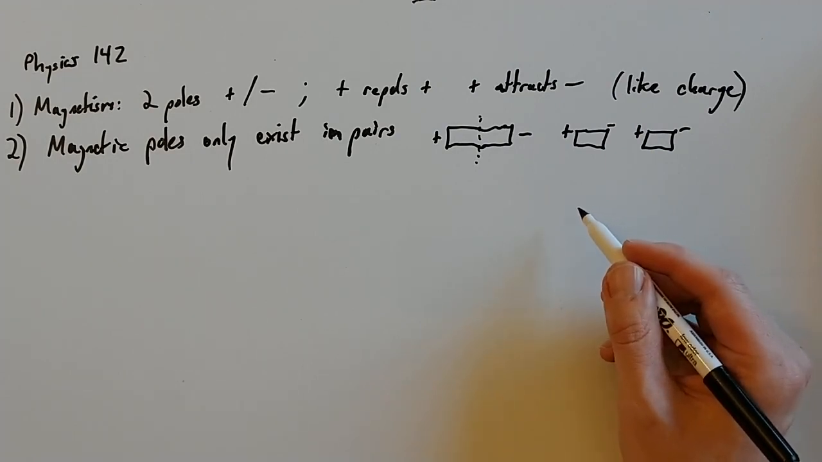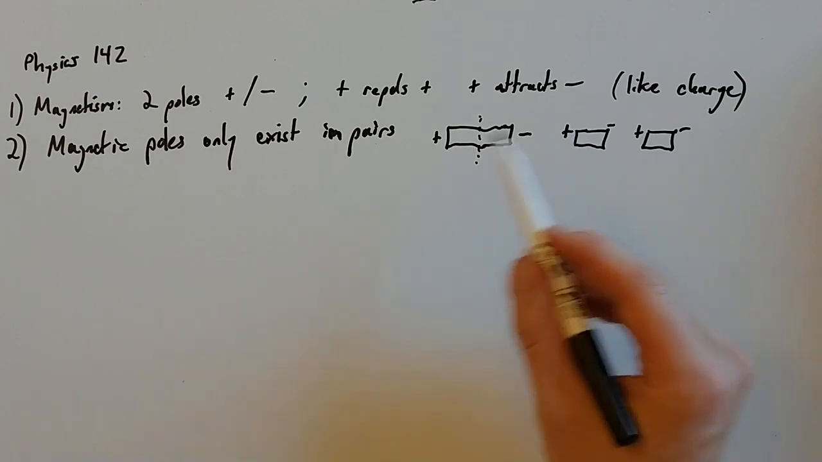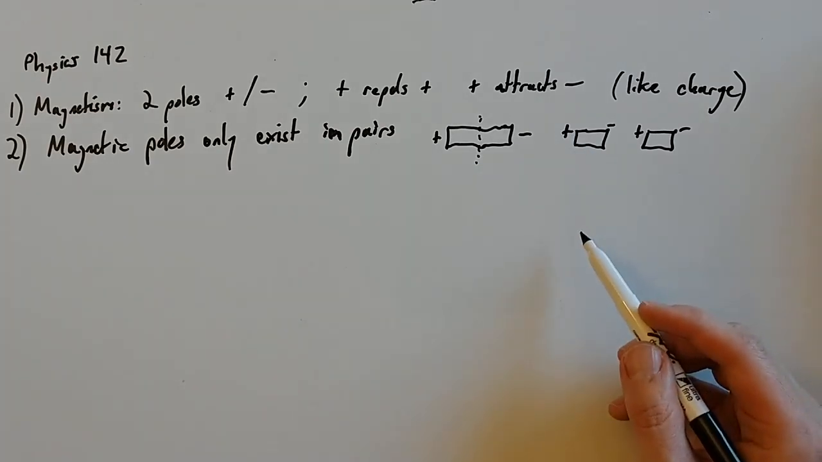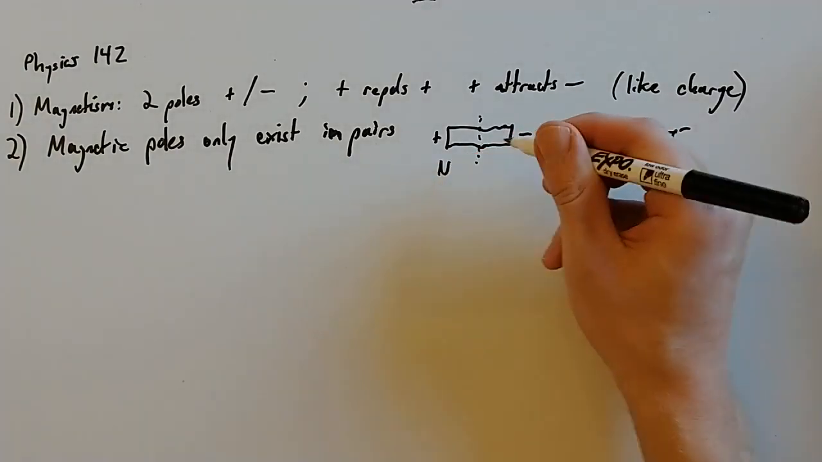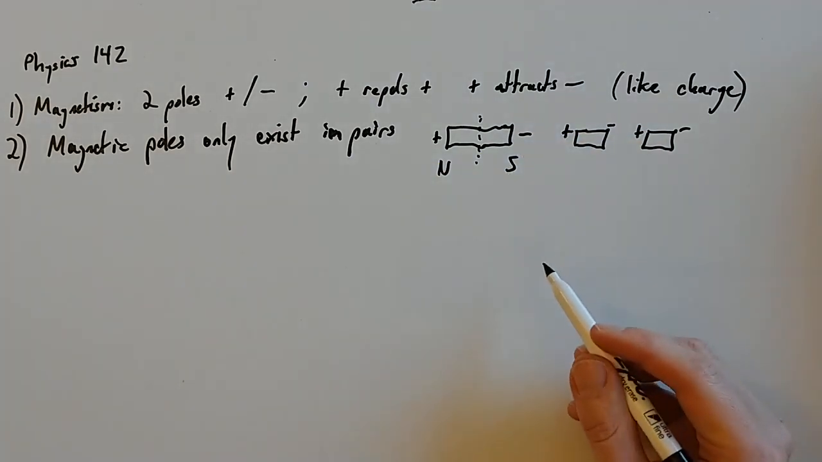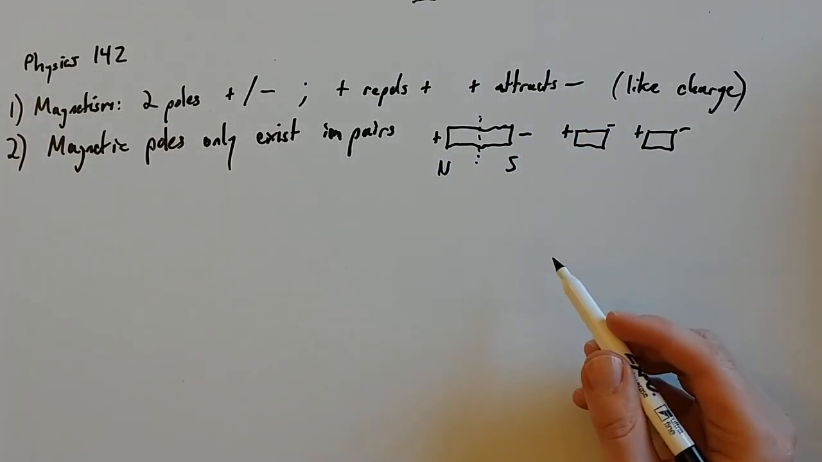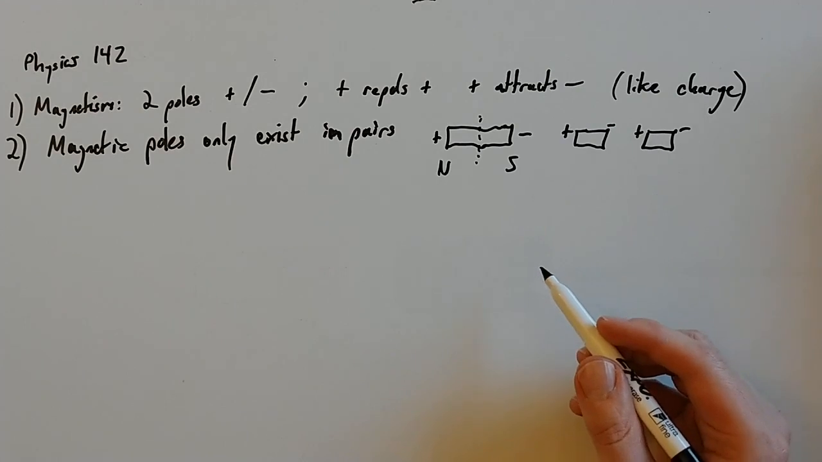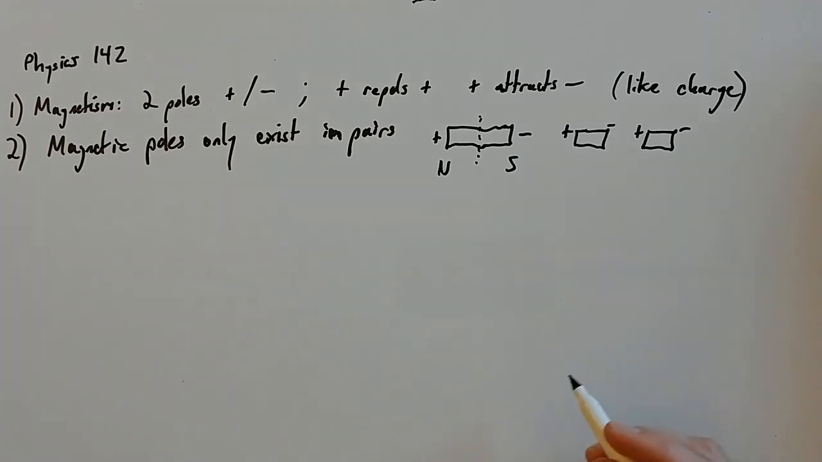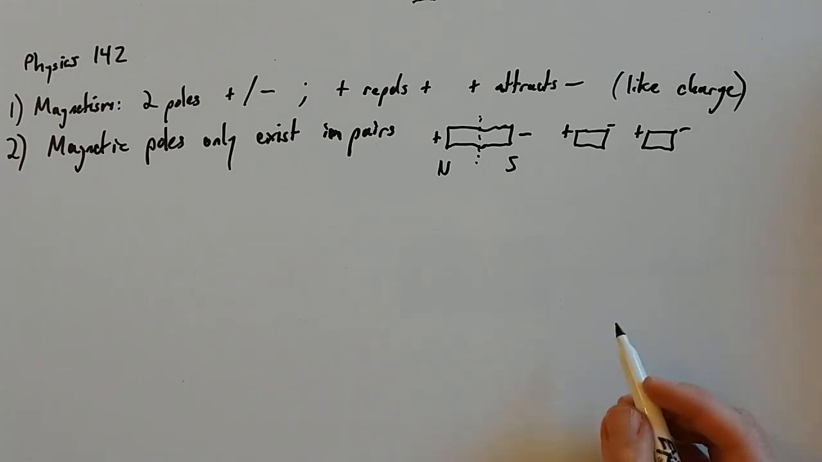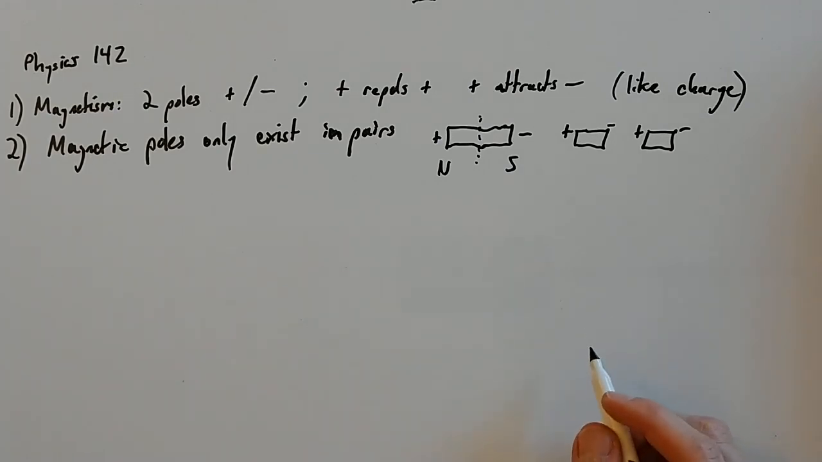I should note that since these magnetic poles can align with the Earth's magnetic field, sometimes positive and negative are also referred to as north and south poles of a magnet, since that can be related to Earth's magnetic field and Earth's north and south magnetic poles. So that's an important difference between magnetic poles and electric charges.